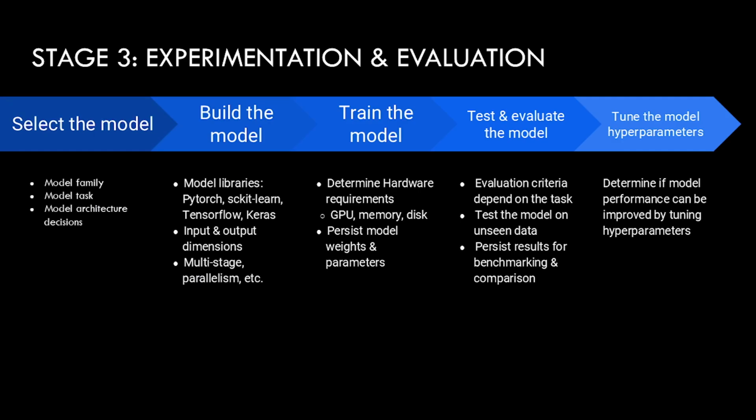Next, we have experimentation and evaluation. In our experimentation and evaluation phase, we have a couple of key tasks. First, we select a model, then we build it using the required tools. Then we train, test, and evaluate, and finally tune the model's hyperparameters. Let's walk through each of these steps now.